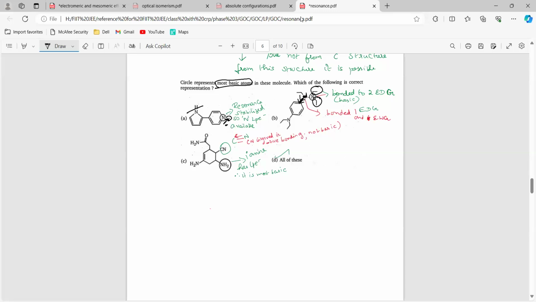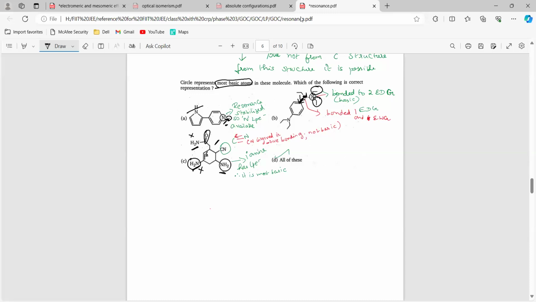Look at here. You have NH2 here, NH2 here, NH2 here, CN here, and they have circled NH2. Look at this NH2. It is bonded with a carbonyl group, which is an electron withdrawing group. So it will not be basic. Look at this NH2. It is bonded with a double bond. It is a pi electron acceptor. So this will not be basic.